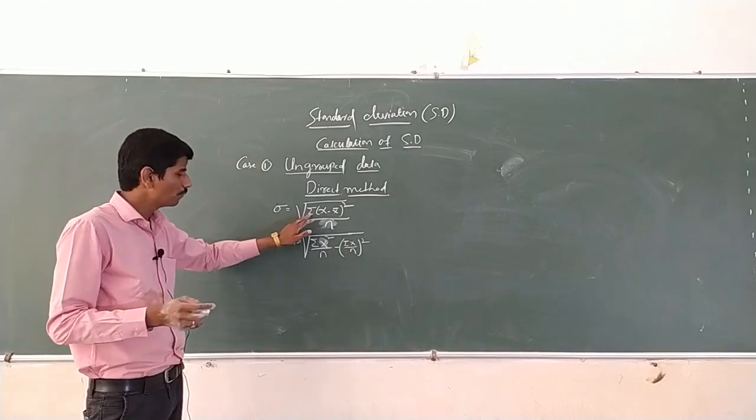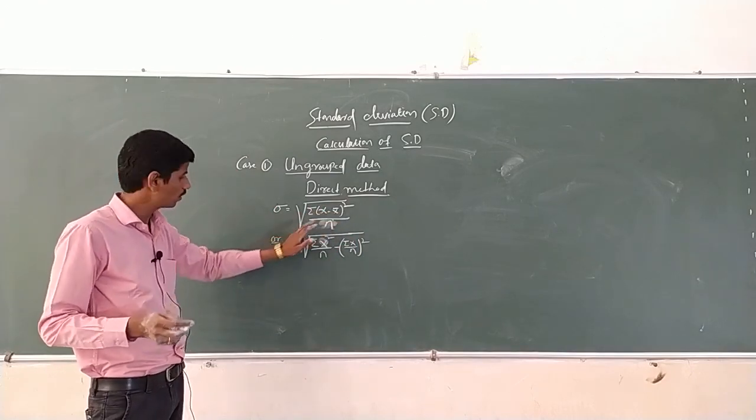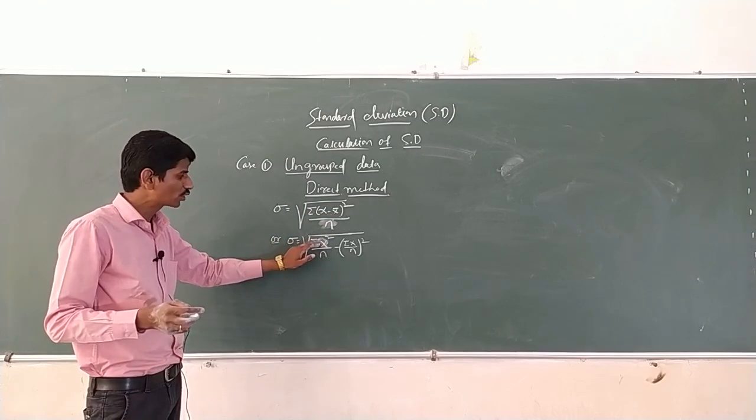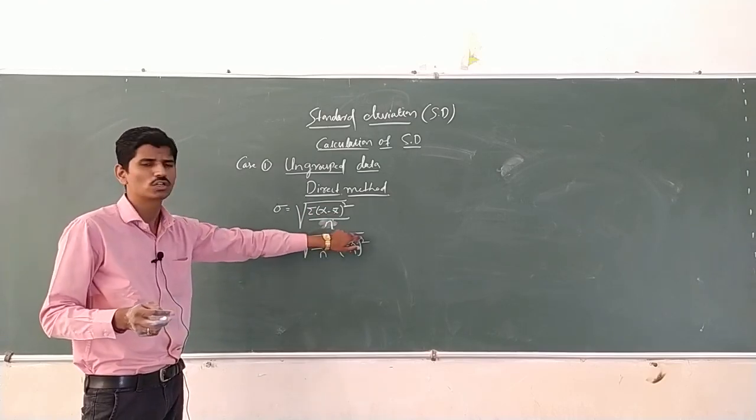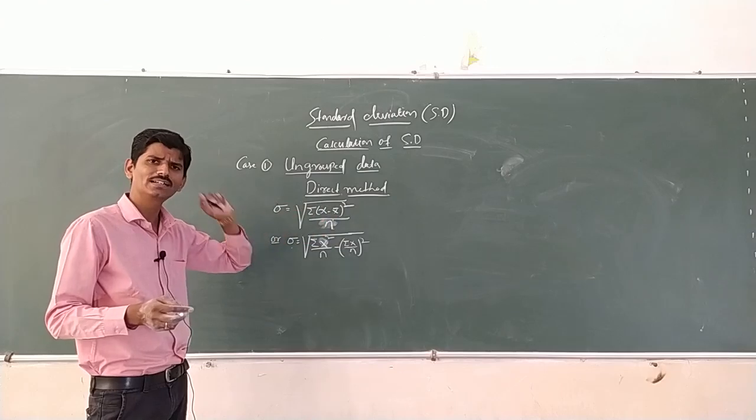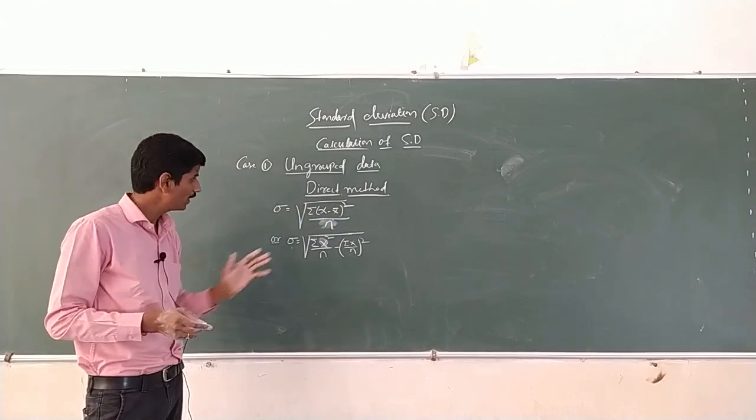Whatever, both the methods will give the same answer. Here sigma equals the square root of sum of (x minus x bar) whole square by small n, or sigma equals the square root of sum of x square by n minus (sum of x by n) whole square. Both the methods give the same answer. It is the direct method.